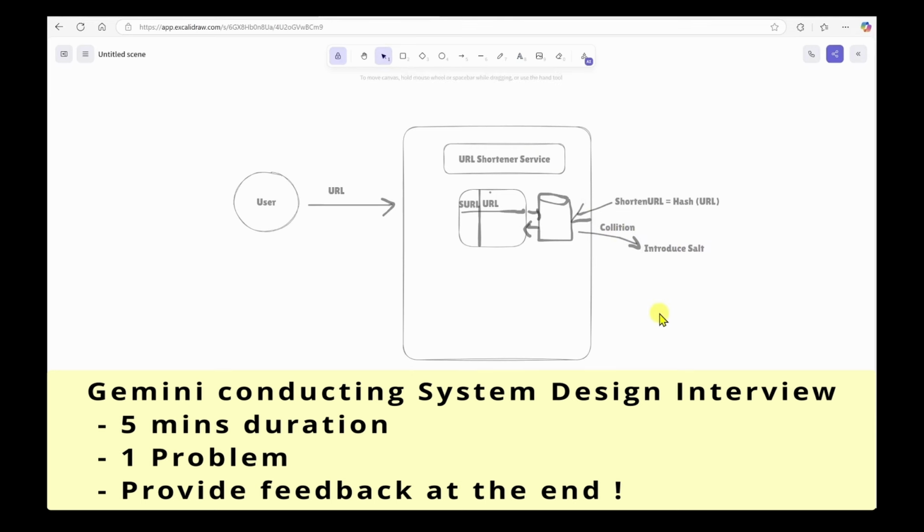Here's some feedback. Okay, you did a good job of designing a basic URL shortening service. You correctly identified key components like the user input, URL shortener service, database, and how to handle collisions. You showed good understanding of system design. One area for improvement could be to think about how to make the system truly scalable, perhaps by considering load balancing, caching, and database scaling. But for a junior level position, this is a solid approach. Do you have any questions for me? No, I'm good, thank you.